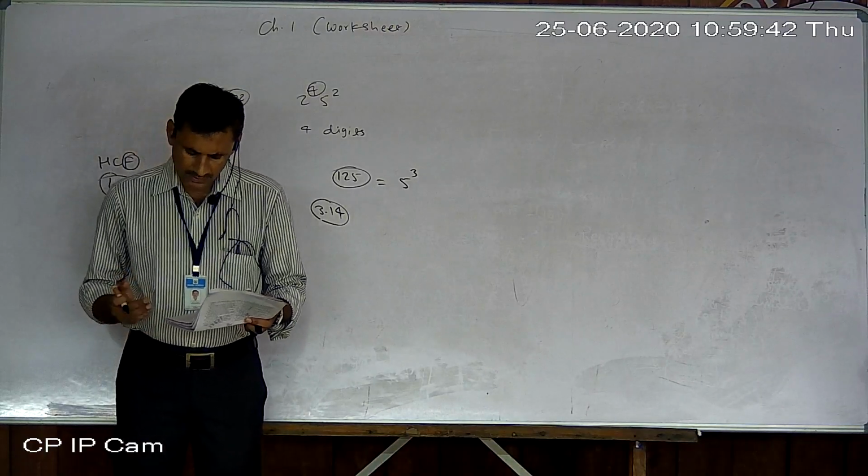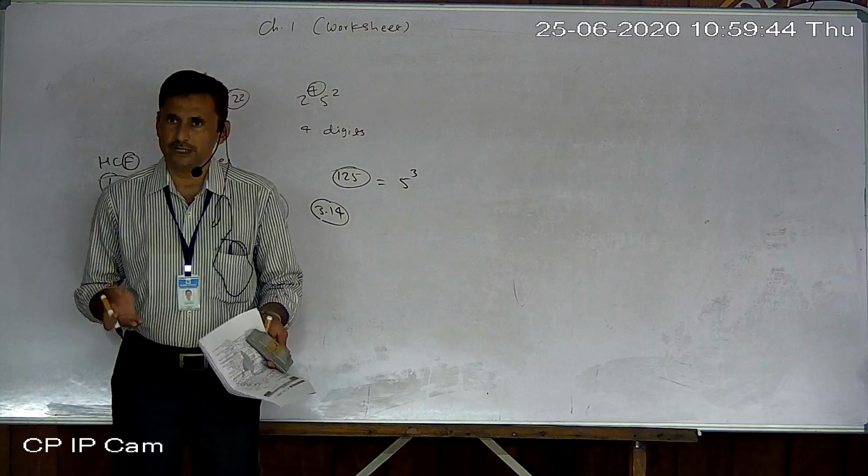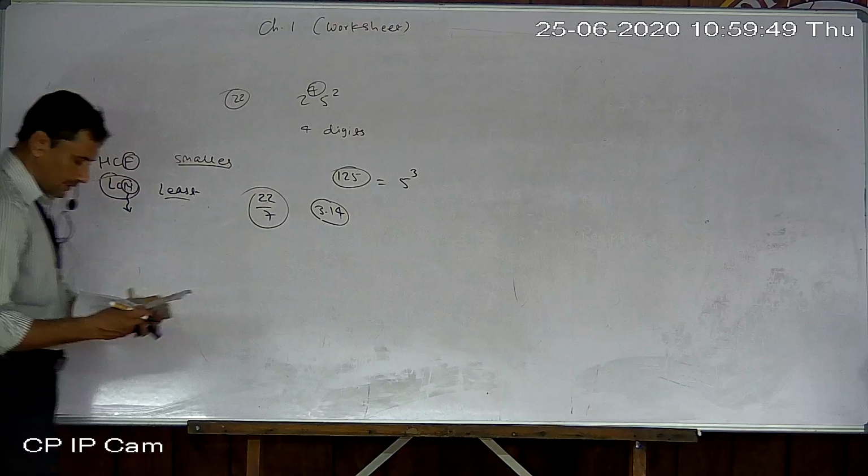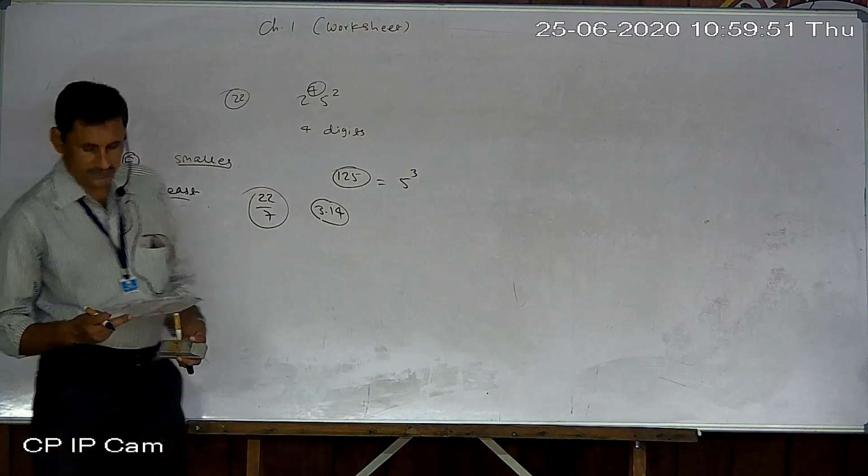28. That is the formula only, that is right. HCF into LCM is equal to the product of both numbers, right? So that is true. 28 is true. I hope most of the questions we go through fast.